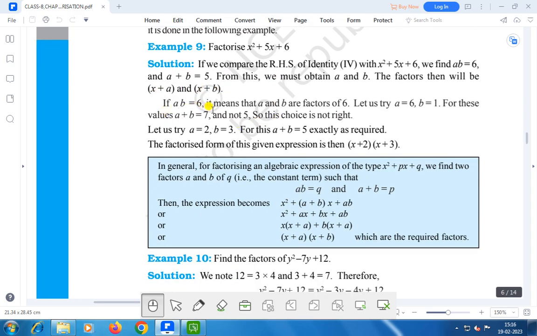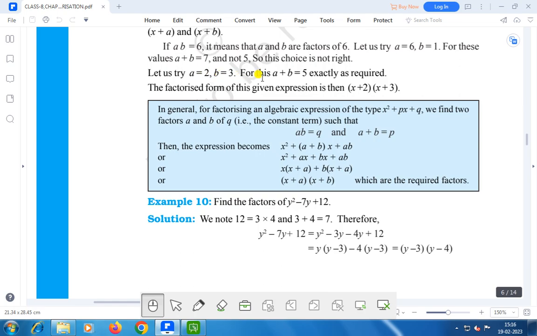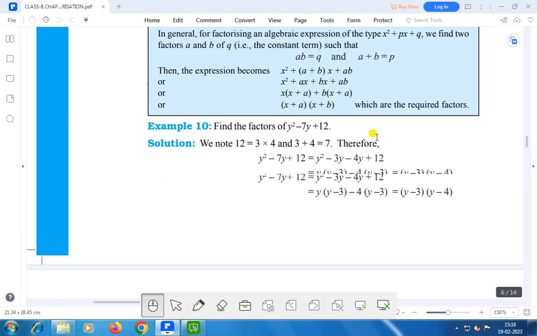Here ab equals 6. It means that a and b are factors of 6. Let us try a equal to 6, b equal to 1. For these values a plus b equals 7, not 5, so this choice is not right. Again, a equal to 2, b equal to 3, a plus b equals 5, exactly as required. The factorization of the given expression is (x plus 2) into (x plus 3).